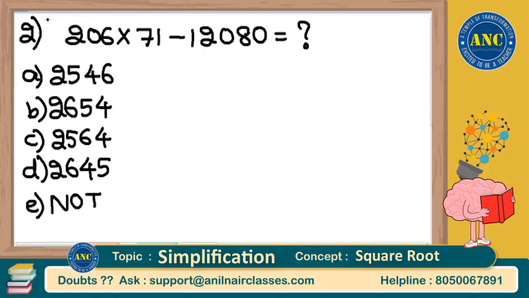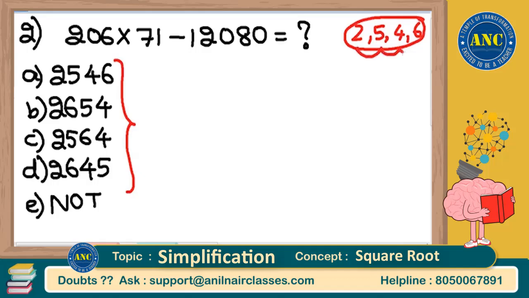Now listen carefully, sir. Looking into the options itself, you should realize that there are only 4 digits in the options: 2, 5, 4 and 6. These same 4 digits are jumbled, right? That means the digital sum is matching. That means the digital sum in all these answer options is the same.